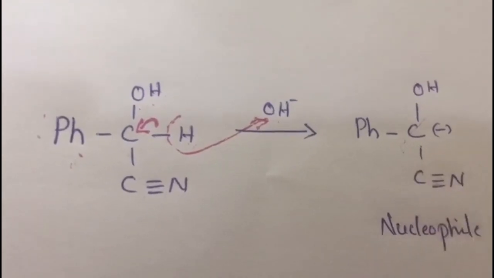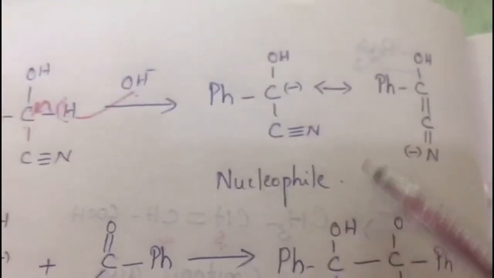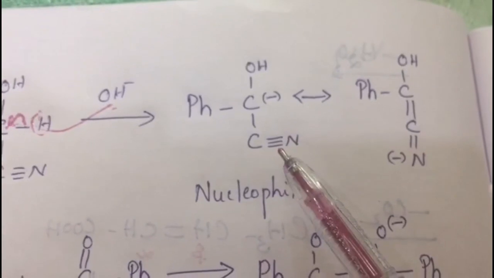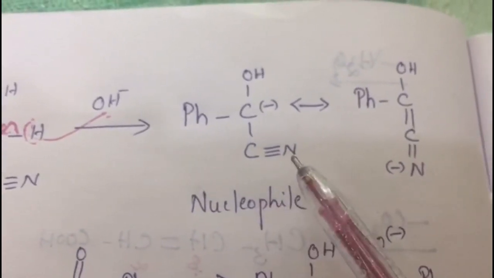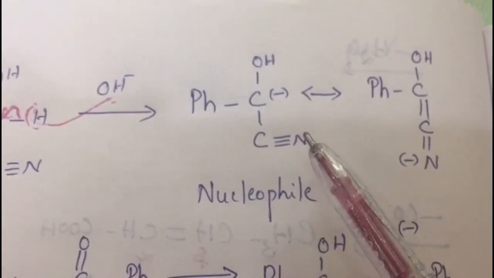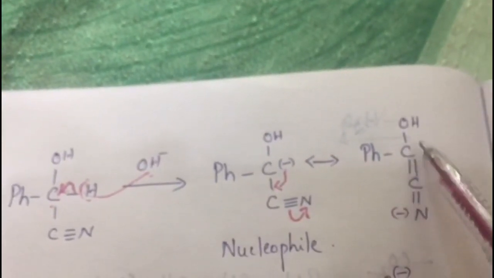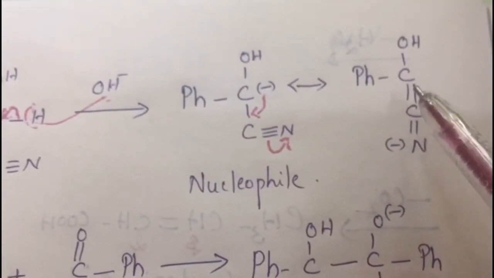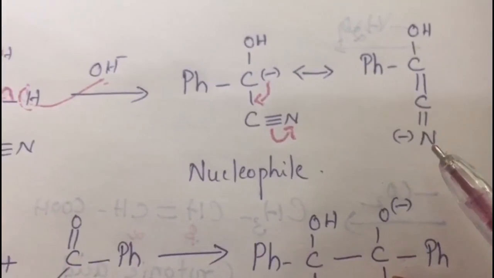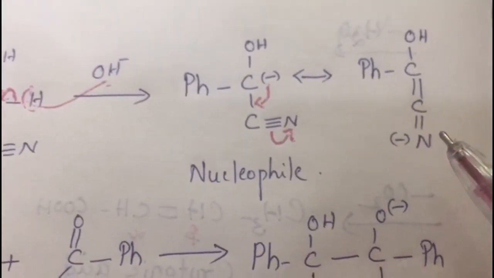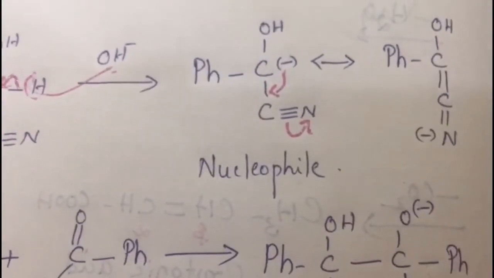So this will act as a nucleophile. This nucleophile is highly stable because of the presence of this cyanide group. The cyanide group is an electron withdrawing group. So here we can stabilize this, as this electron will move towards this carbon and this electron will move towards this nitrogen. So it will form PhCOH=C=N-. Because of this resonance, this nucleophile is highly stable.